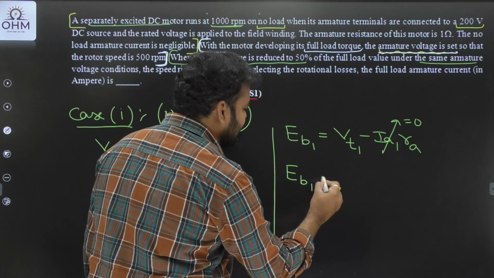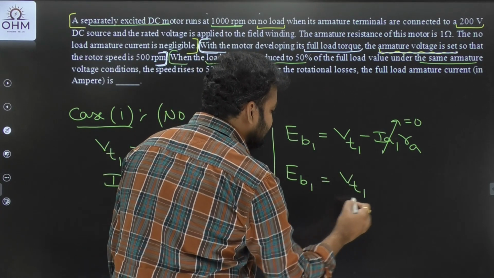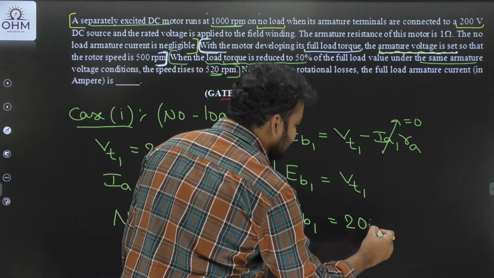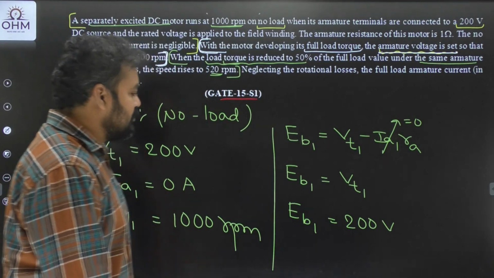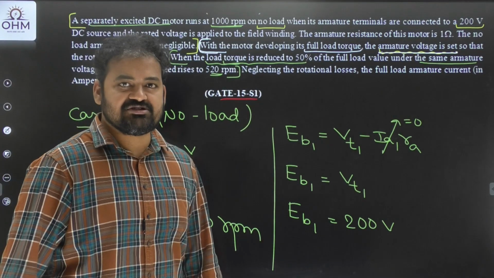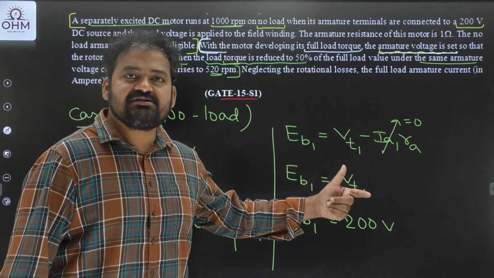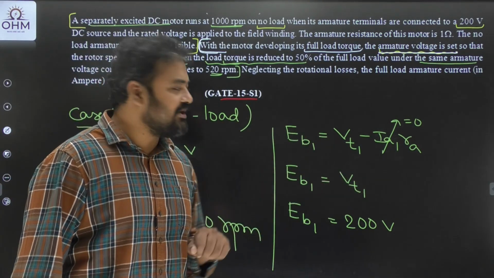Therefore, back EMF value is equal to simply Vt. What is the magnitude of Vt right now? 200 volt. That means in the first case, back EMF is also equal to 200 volt. I got the back EMF in the first case. And I have one more equation for back EMF, which is the performance equation that I can use later.